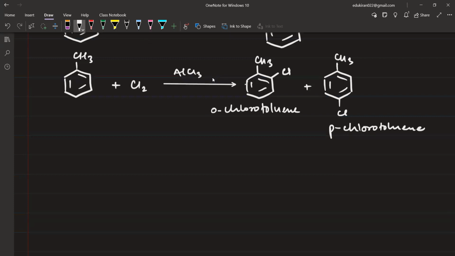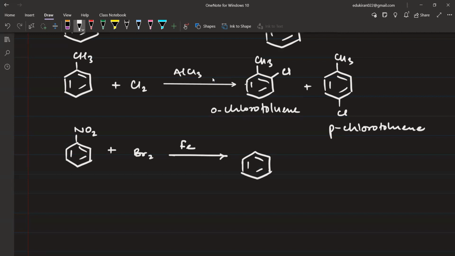Similarly, if you have any electron withdrawing group such as NO2, this is nitrobenzene, plus let us suppose we are adding Br2 in the presence of Fe. This NO2 will be as it is, and here you will get the Br. So this is m-bromonitrobenzene.